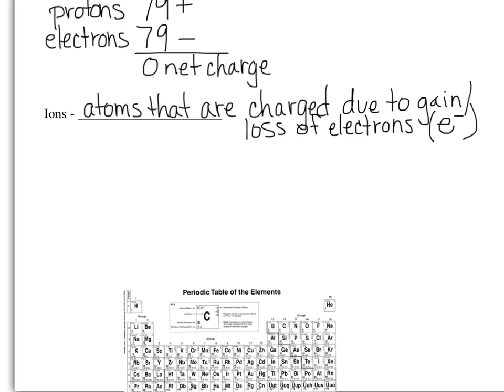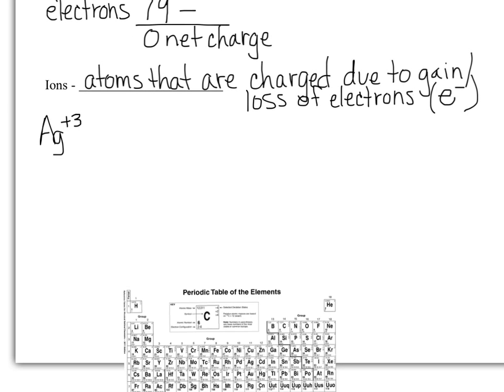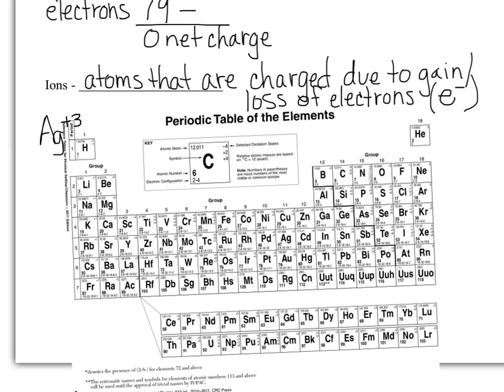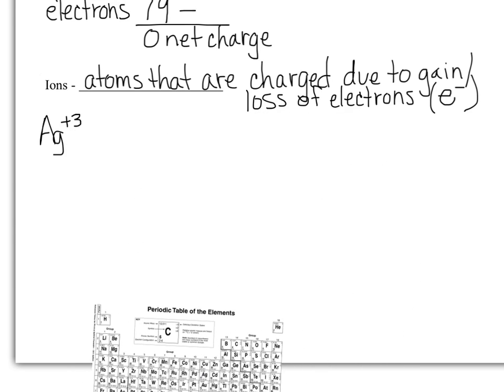All right, so let's talk about an example of an ion. We have Ag+3. I know this isn't an atom because it doesn't have a 0 net charge. It has a +3 charge, so it's an ion. Now, how does that all work out with our number of protons and electrons? Silver, when you look on the periodic table, you're going to find it right here. And silver has 47 protons. That's the atomic number.